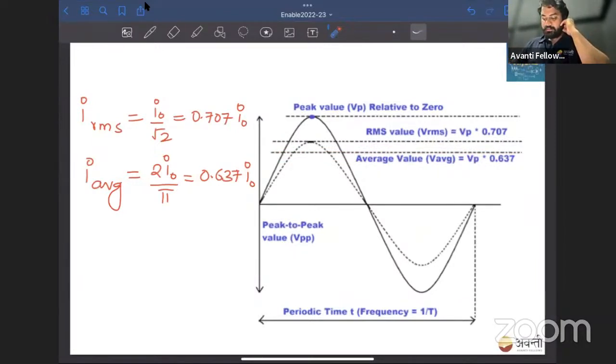So whatever you want to note, note these two formulas, very important. From next time, we will not be going into this much detail. We will be directly calculating RMS. RMS is I naught by root 2. Average is 2 I naught by pi. This is for sinusoidal and cosine current.